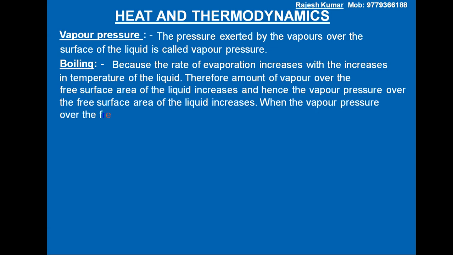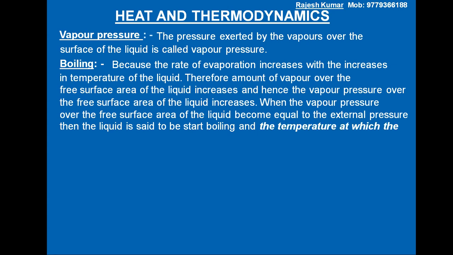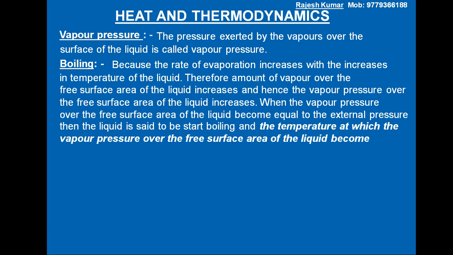When the vapor pressure over the free surface area of the liquid becomes equal to the external pressure, the liquid is said to start boiling. The temperature at which the vapor pressure over the free surface area of the liquid becomes equal to the external pressure is called the boiling point, or you can say the temperature at which a liquid starts boiling is called the boiling point.